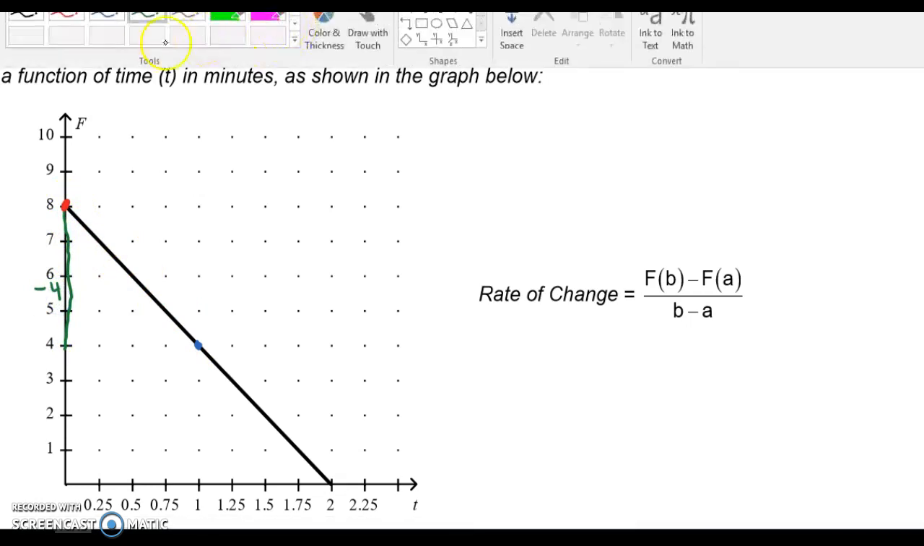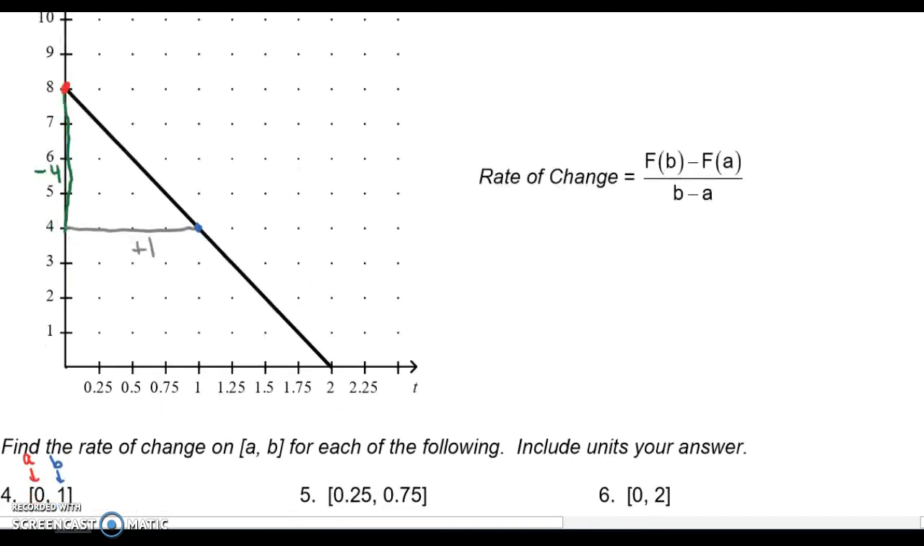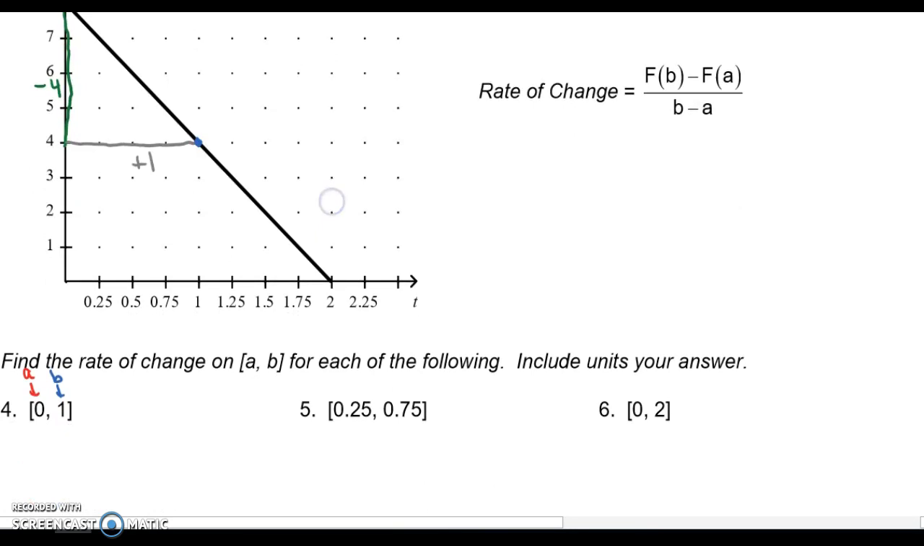And then going from here to here, that's a +1. So our rate of change is the change in the output, that's a -4, divided by the change in the input, which is a 1. So the rate of change would be -4 floors per minute.